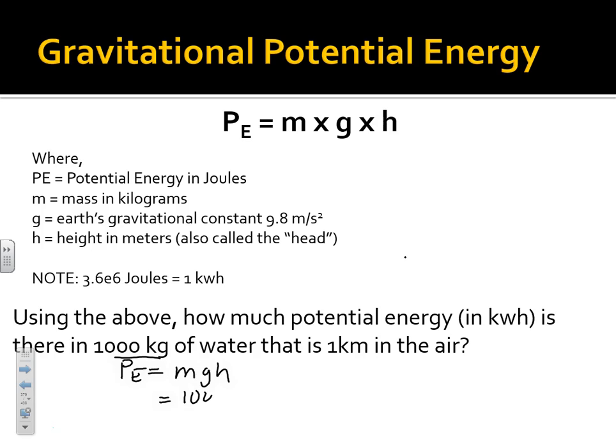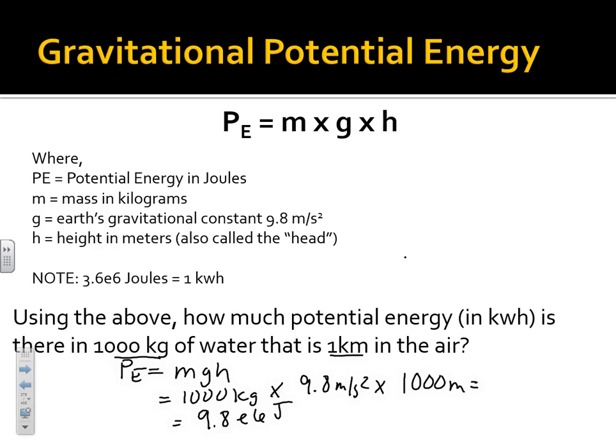So 1,000 kilograms times the force of gravity, 9.8 meters per second squared, times the height, which is 1 kilometer, equal to 1,000 meters. Hopefully that's not groundbreaking information, and that gives us 9.8 times 10 to the 6th joules if you multiply that out.